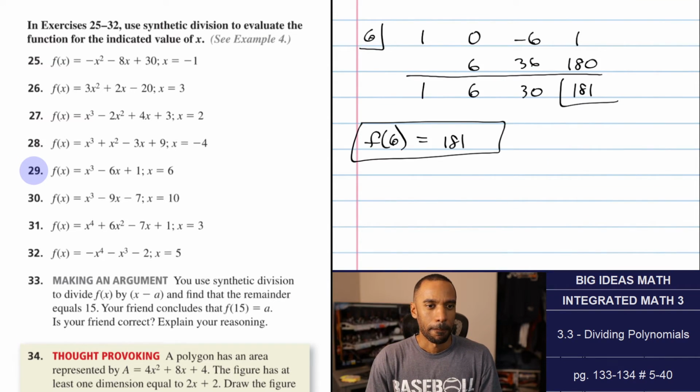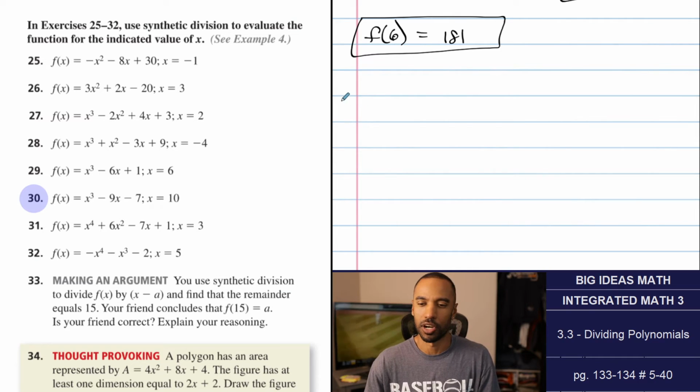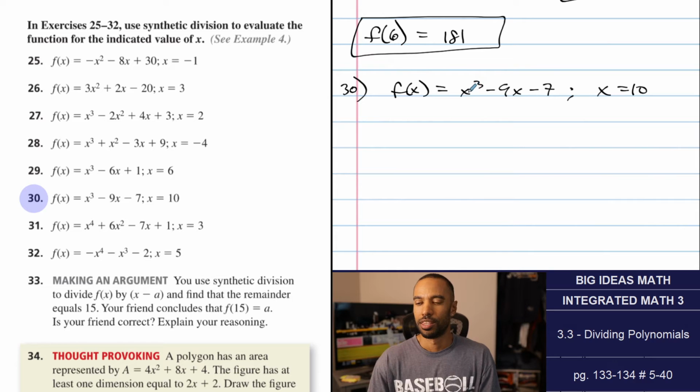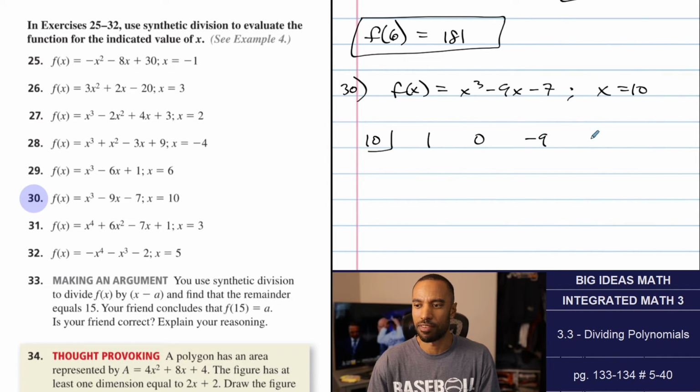All right, number 30. Once again, a placeholder, and it's a placeholder for the same degree. It's the x squared term. So f of x, we got x cubed minus 9x minus 7. We're substituting 10 into here. This is going to be 1,000 minus 90 minus 7. It should be 903, I think. We'll see if we get 903. 1x cubed, 0x squared, negative 9x, negative 7.